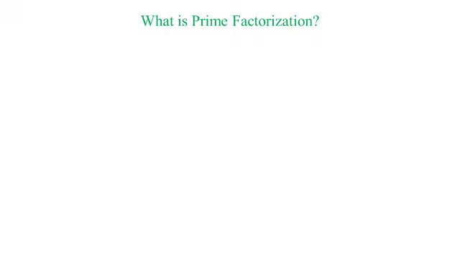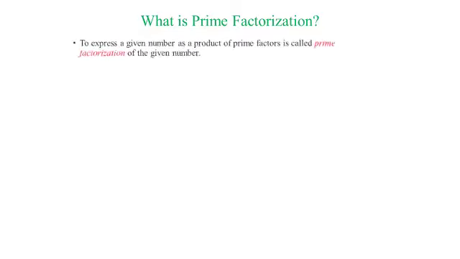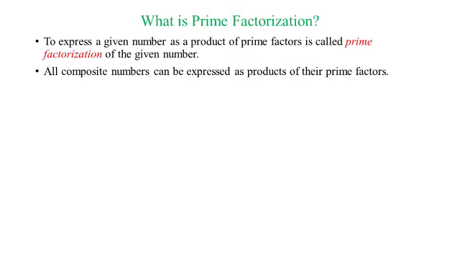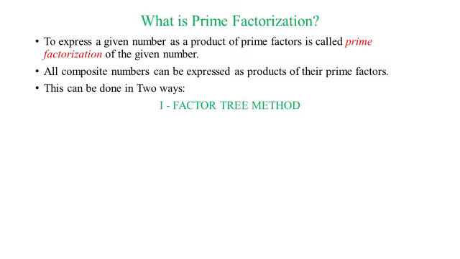What is prime factorization? To express a given number as a product of prime factors is called prime factorization of the given number. All composite numbers can be expressed as a product of their prime factors. There are two different methods to find the prime factorization of a given number. Method 1, factor tree method.